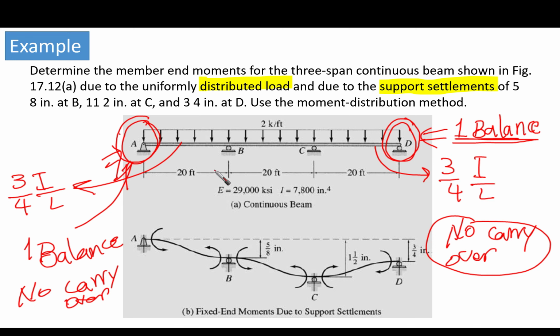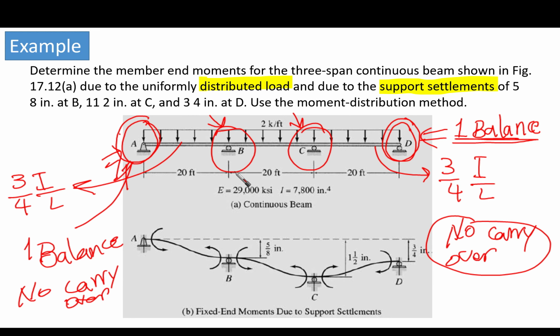Okay, now what are the free joints to rotate inside the beam? We have joint B and joint C. So we are going to make the moment distribution process on point B and point C to balance them together and carry over and so on. Okay, so only for point B and point C we need to have the distribution factors and so on.